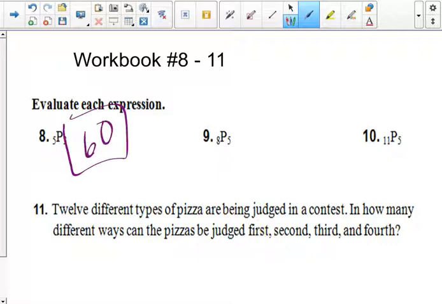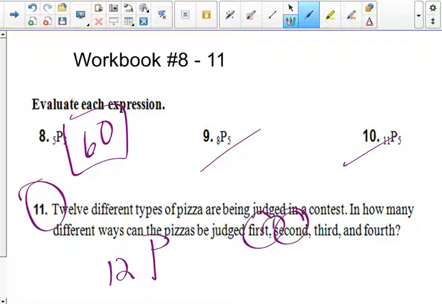And then you'll do these 2 at home. And 11, what was your question on 11? There are 12 different types of pizza, so that's your 12P. And let's see, there's first, second, third, and fourth. So we have 4. So that's your n and that's your r. And you're going to solve it the same way.